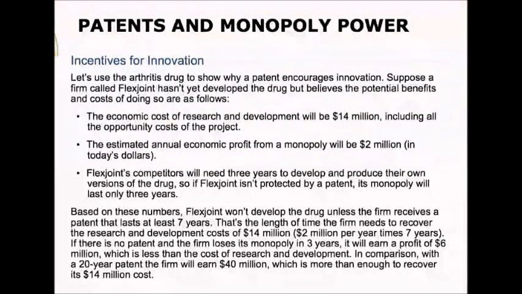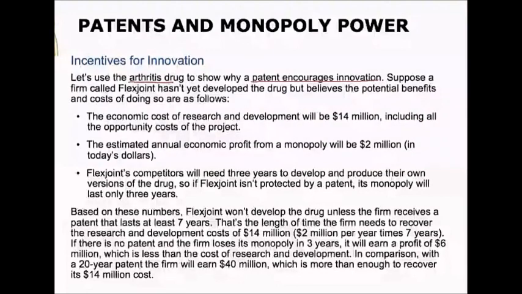Suppose we're looking at an arthritis drug, and that arthritis drug is going to have significant benefits to those consumers that are able to get that arthritis drug. We might generate or grant a patent that encourages innovation in that arthritis drug. So let's look at this example.